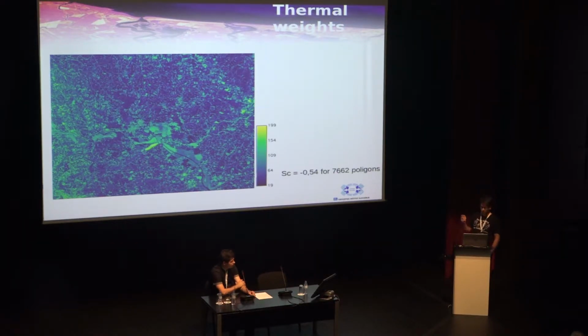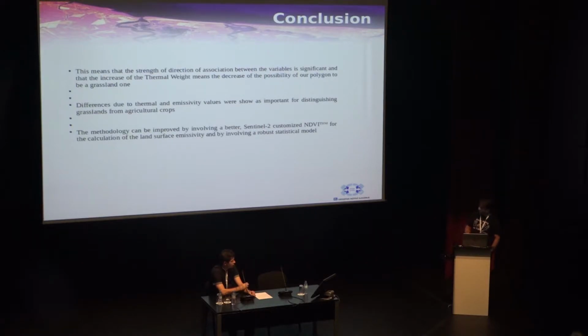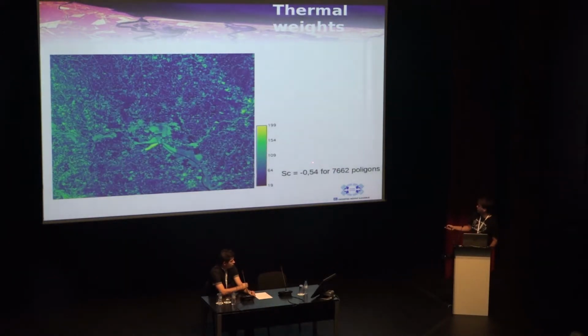We were calculating also the correlation between those by checking the in situ data with the Spearman's rank coefficient, and we saw that there is a strong negative correlation between those for a big number of polygons, which means that the increase of this weight represents the decrease of possibility that we talk about an agricultural crop, about a grassland. So the grasslands are practically in this part here.